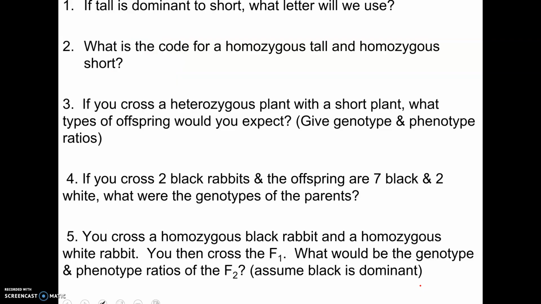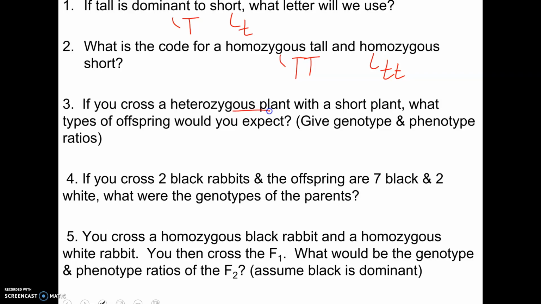All right, so here are some sample problems. If tall is dominant to short, what letter should we use? Our rule of thumb was you should probably pick the letter of the dominant trait. Use capital T for tall, little t for short. I highly recommend you do not use 2 different letters, because we're doing 1 gene, height, and then 2 versions of the gene, 2 alleles. The code for a homozygous tall would be big T, big T. The code for a homozygous short would be little t, little t.